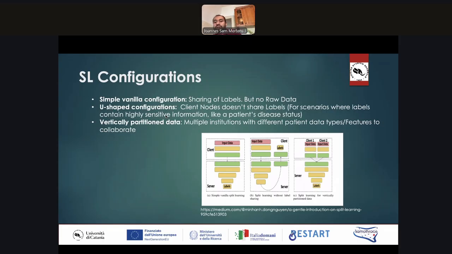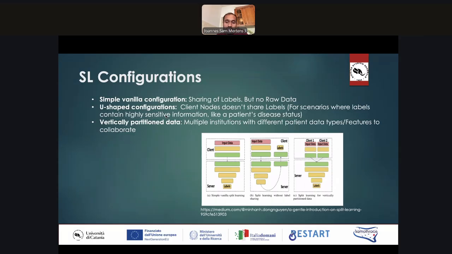And then you also have vertically partitioned data. That is when you have multiple institutions. For example, you have a dermatology center in a hospital, and then you have a pathology center. If multiple centers want to train a model but don't want to share the data between them, in this case you use a split learning technique like that.